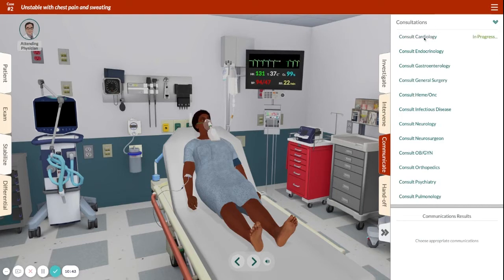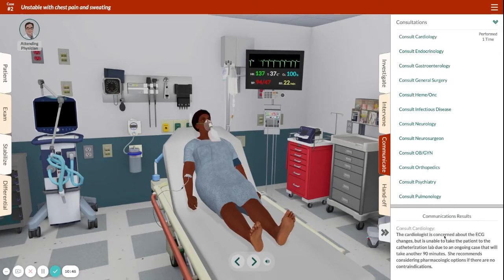Next up, I'd want to communicate with cardiology. The cardiologist is obviously concerned about the ECG, but is unable to take the patient to the cath lab. So that leaves the ball in our court. Now we have to manage her pharmacologically, and in that case, we will need to proceed with thrombolysis.